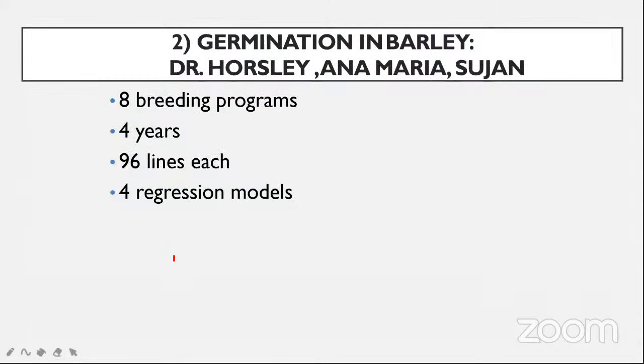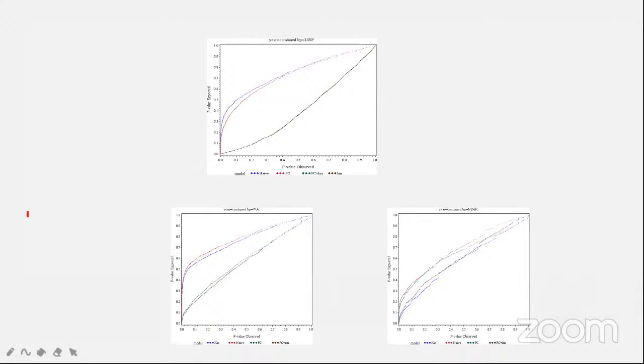The other one was germination in barley. We studied 8 breeding programs. The phenotype was collected from 4 years. You had 96 lines each. And we used 4 regression models. If you could see this particular thing, this is all the 32 breeding programs combined over years.